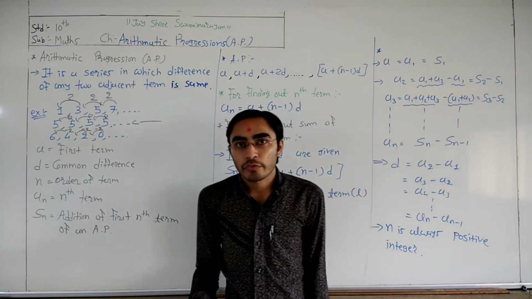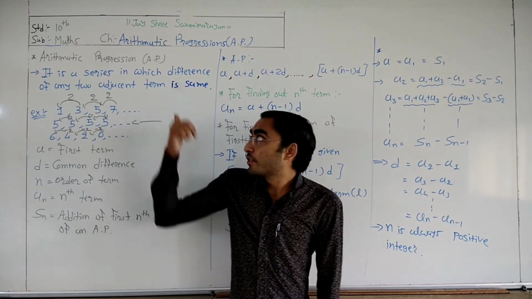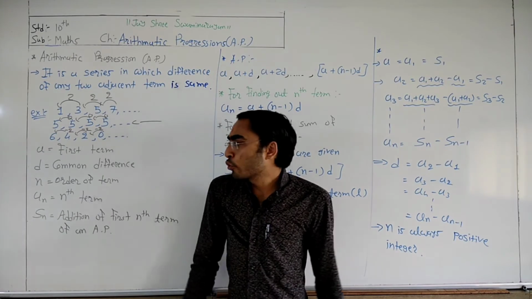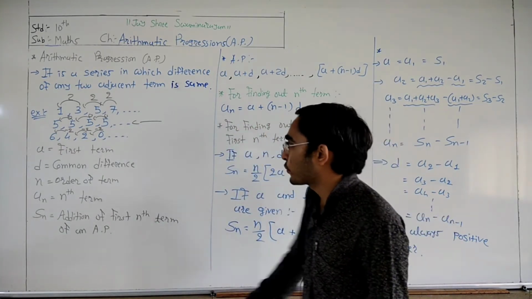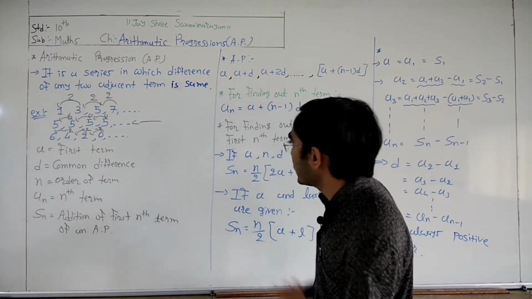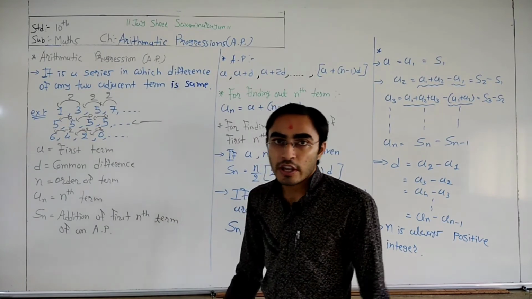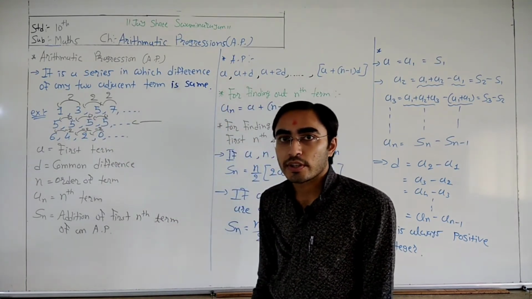But actually, which definition is right? This definition is right, because all the formulas that we have for arithmetic progression are true for this constant series. All the formulas and theorems are true for this constant series. So alternatively, we can say that this is also an arithmetic progression.